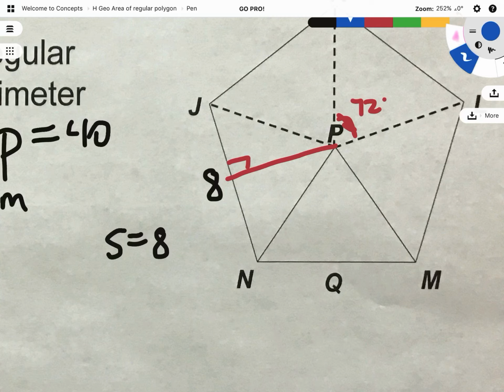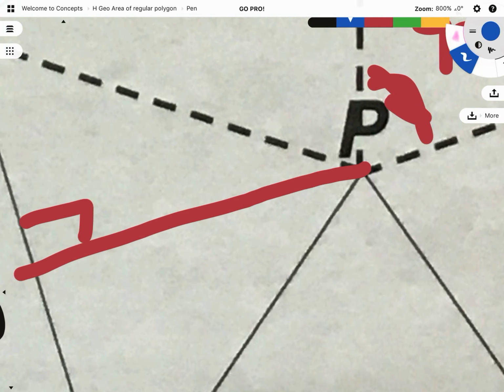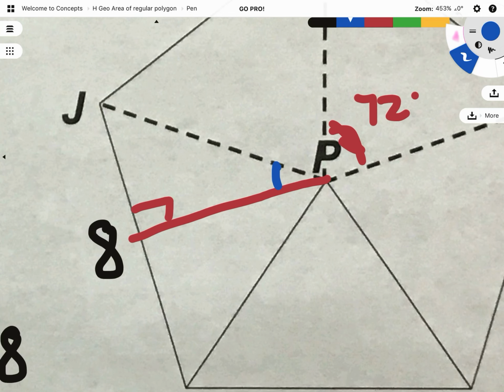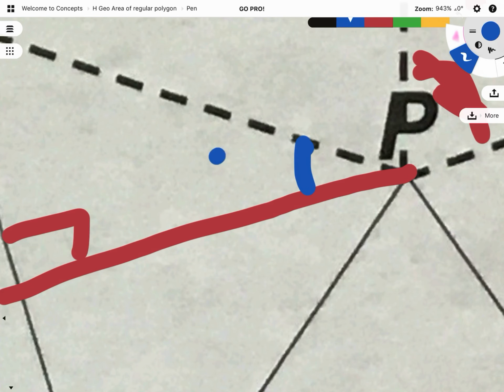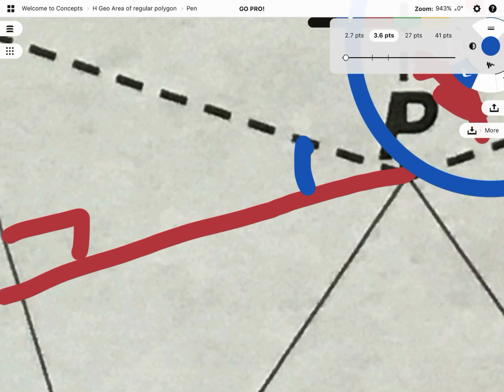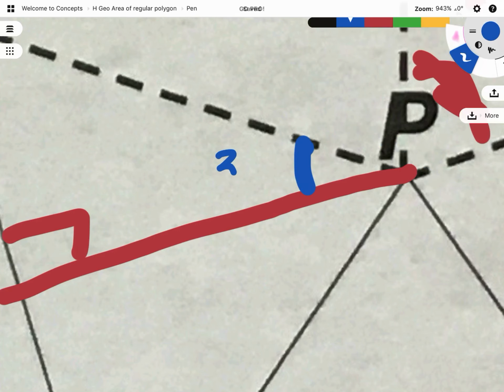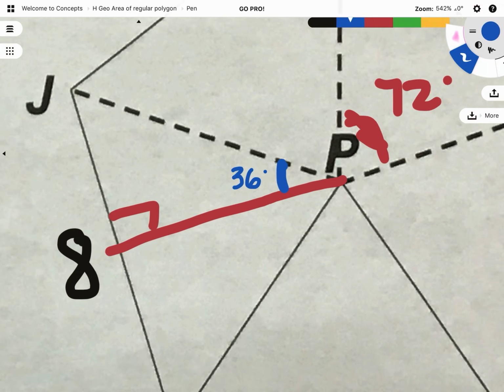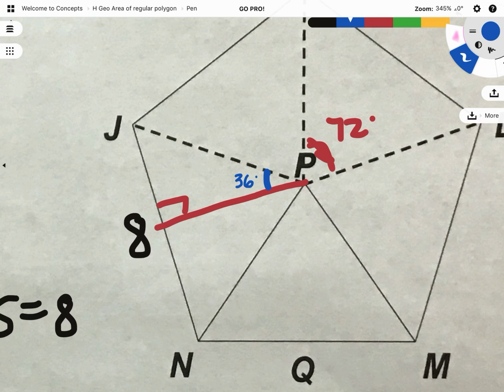But that's not the exact angle that we want. We want, let me use blue here, this angle right here. So 72 divided by 2, well, we get 36 degrees. So 36 degrees.